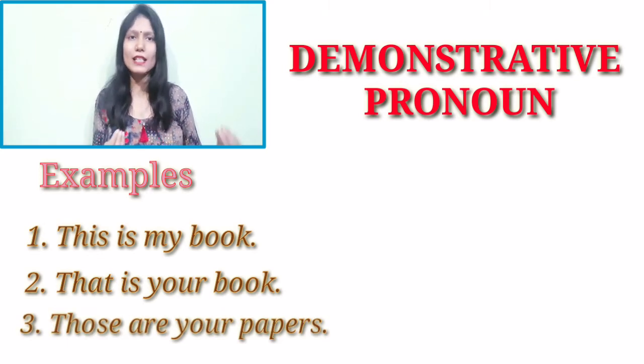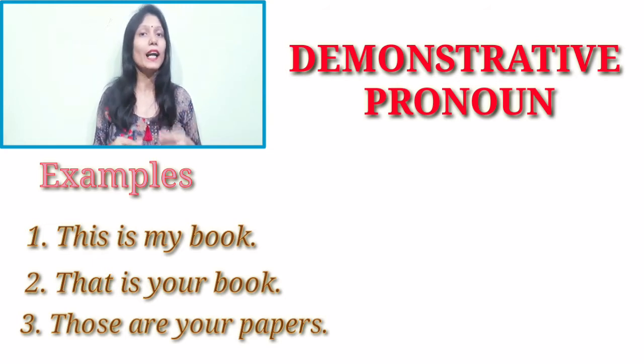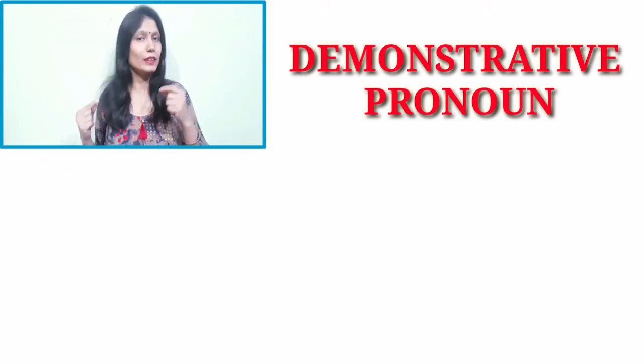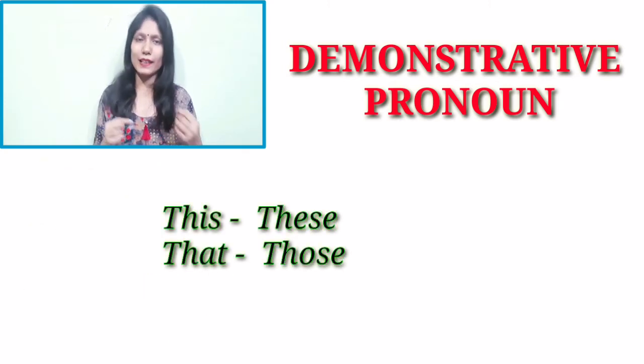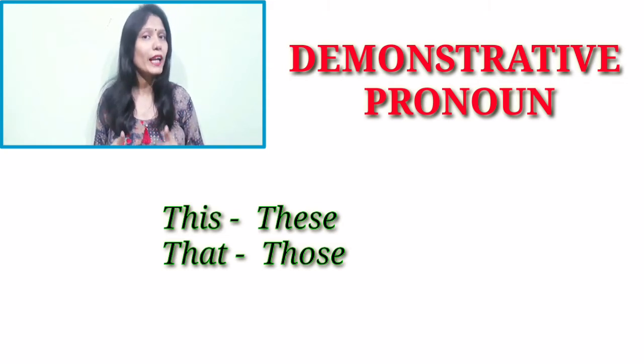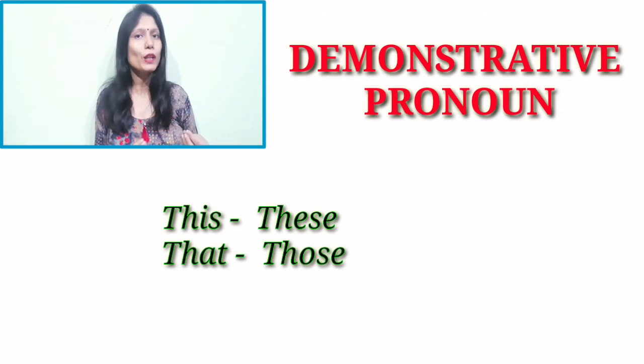So the thing which is near to you, for that particular thing we use this, and the thing which is far away or farther, we use that for that particular thing. The plural form of this is these and the plural form of that is those. So this और these हम उन चीज़ों के लिए यूज़ करते हैं जो हमारे पास में होती हैं, and that and those हम उन चीज़ों के लिए यूज़ करते हैं जो दूर होते हैं.